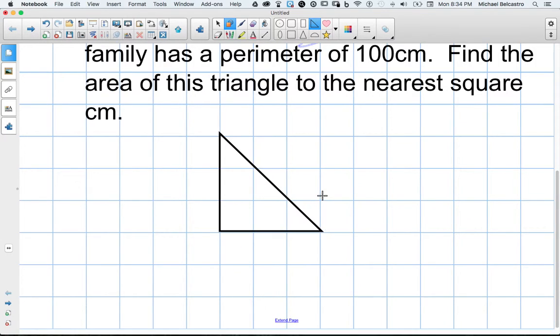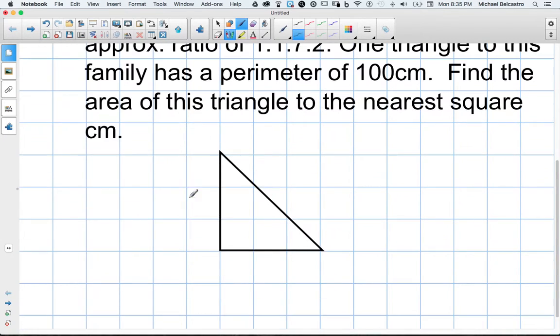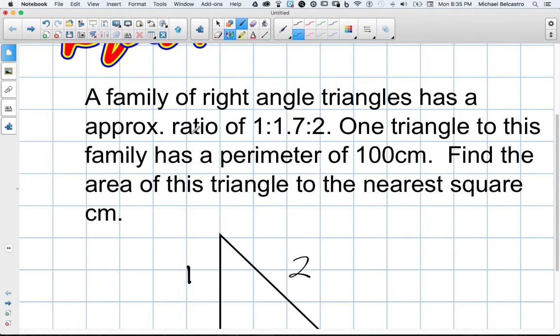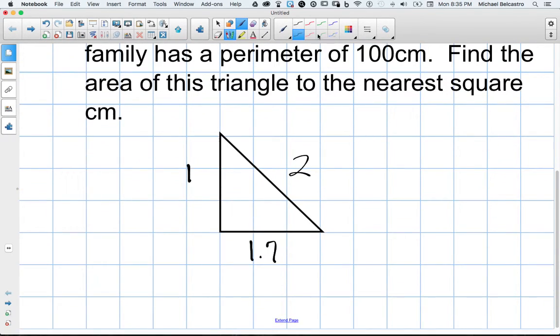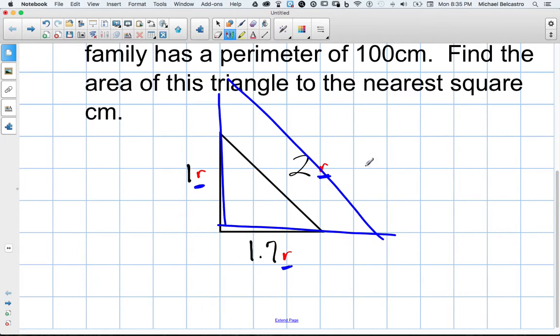So we got a right angle triangle. Now this one's proportional, but let's just say that it's not to scale. Our side lengths are 1, 1.7, and 2, okay? And really what they said is they have a ratio of this. So in other words, we're multiplying by some value of r. So we can find multiple triangles in this family by putting in an r value of ratio and finding triangles that have the same proportions but a different ratio.